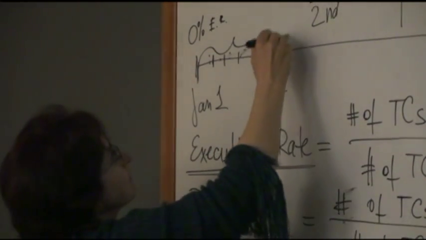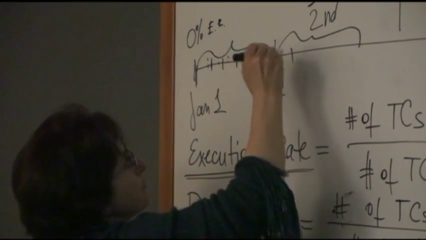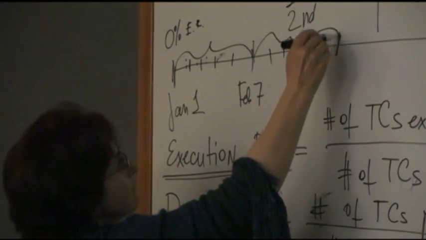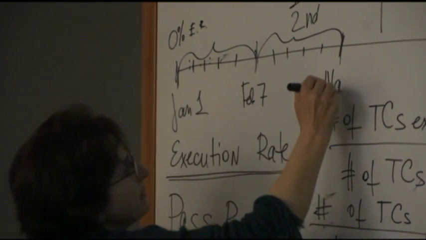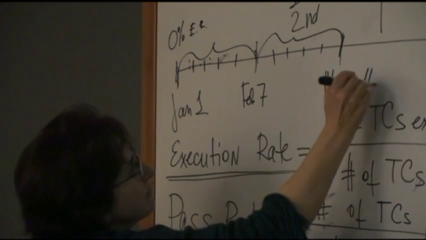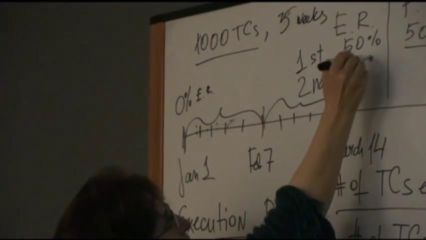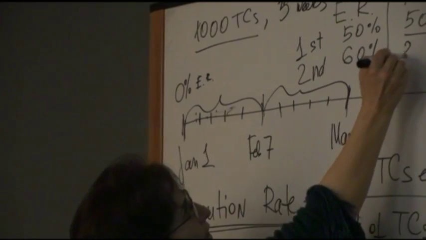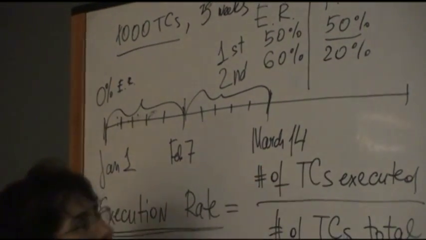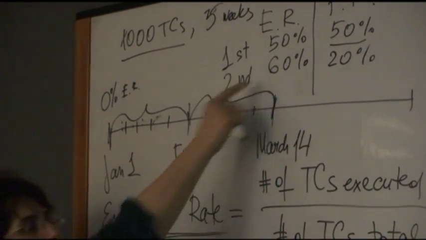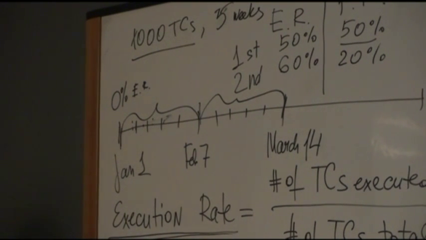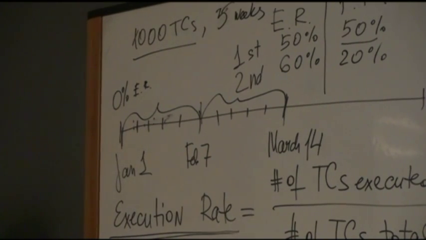So in your second cycle, which you start right away, you have another 5 weeks, 1, 2, 3, 4, 5. And let's say we end on March 14th. In your second cycle, let's say you have these numbers. You have a 60% execution rate and a 20% pass rate out of what was executed. Is this the right trend to see?